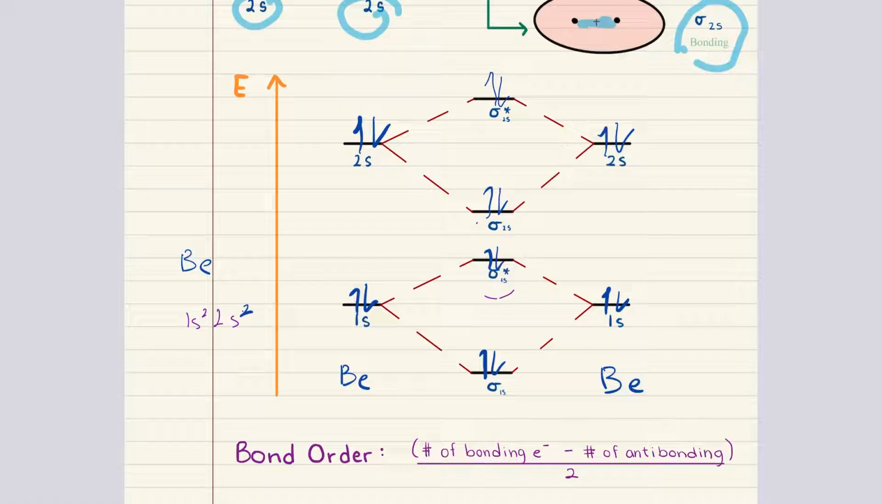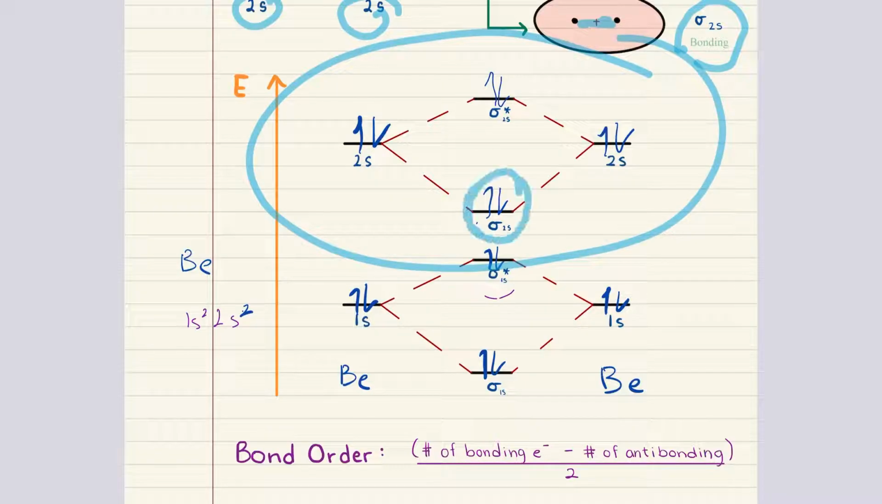Now let's calculate the bond order. We have in our valence electrons 2 electrons in the bonding orbital and 2 electrons in the anti-bonding orbital. So the bond order here is going to be 2 minus 2 divided by 2, and that's equal to 0. A bond order of 0 tells us that diatomic beryllium does not form a stable bond. So just like we saw with diatomic helium, the equal number of bonding and anti-bonding electrons cancels out any stabilizing effect, meaning diatomic beryllium does not exist as a stable molecule in nature.